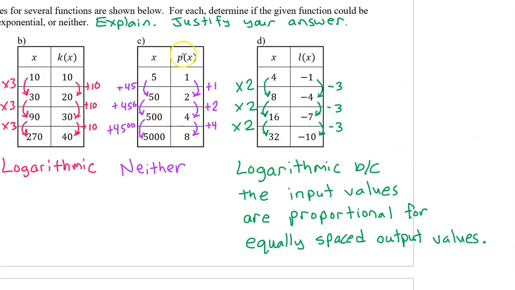If we were asked to explain or justify our answer, we would say something like: logarithmic because the input values are proportional for equally spaced output values. Or we could say the input values change multiplicatively.